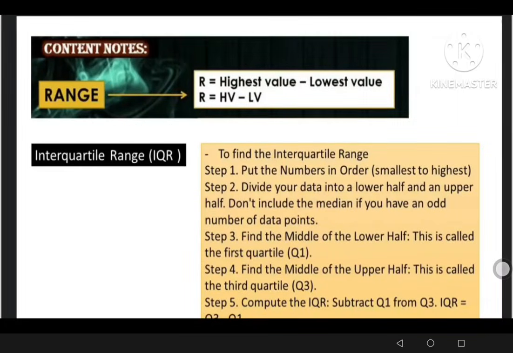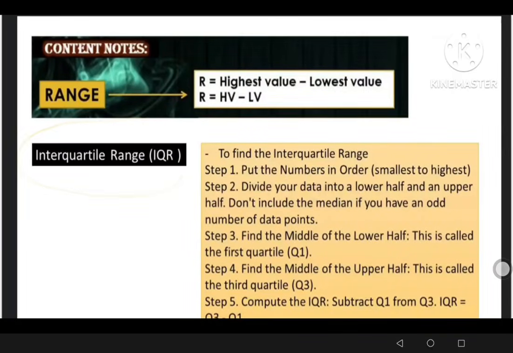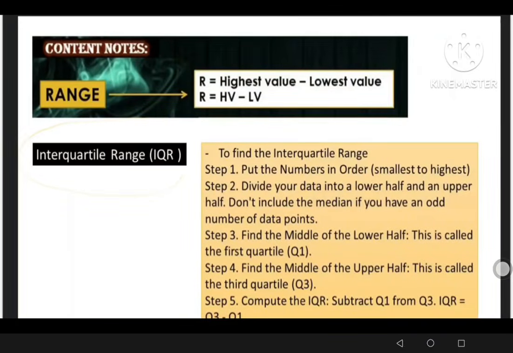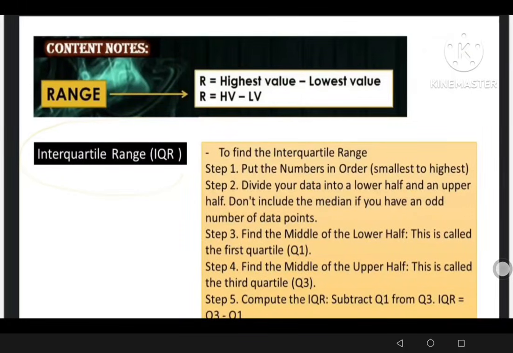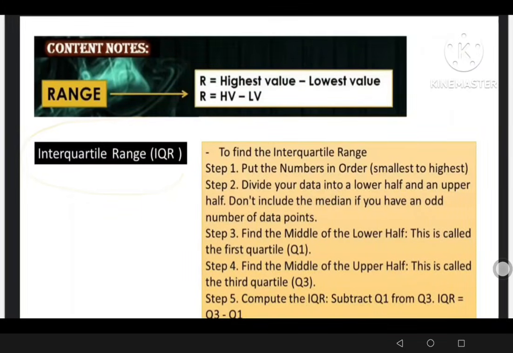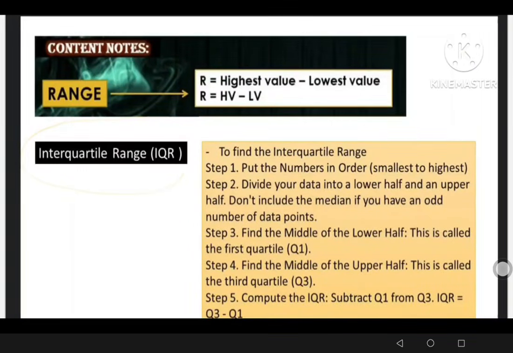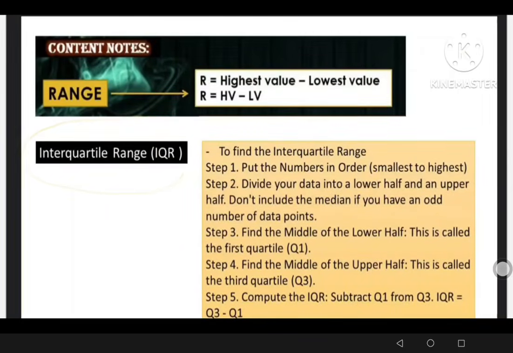As easy as that. In getting the interquartile range, or the IQR, let's follow the process. Step number 1, put the numbers in order, smallest to highest. So we're going to arrange the numbers from lowest to highest. Second step, we're going to divide the data into a lower half and an upper half. Don't include the median if you have an odd number of data points. If the given data is odd, the middle number after arranging it, do not include it. If it's even, we can divide it into the lower half and the upper half.